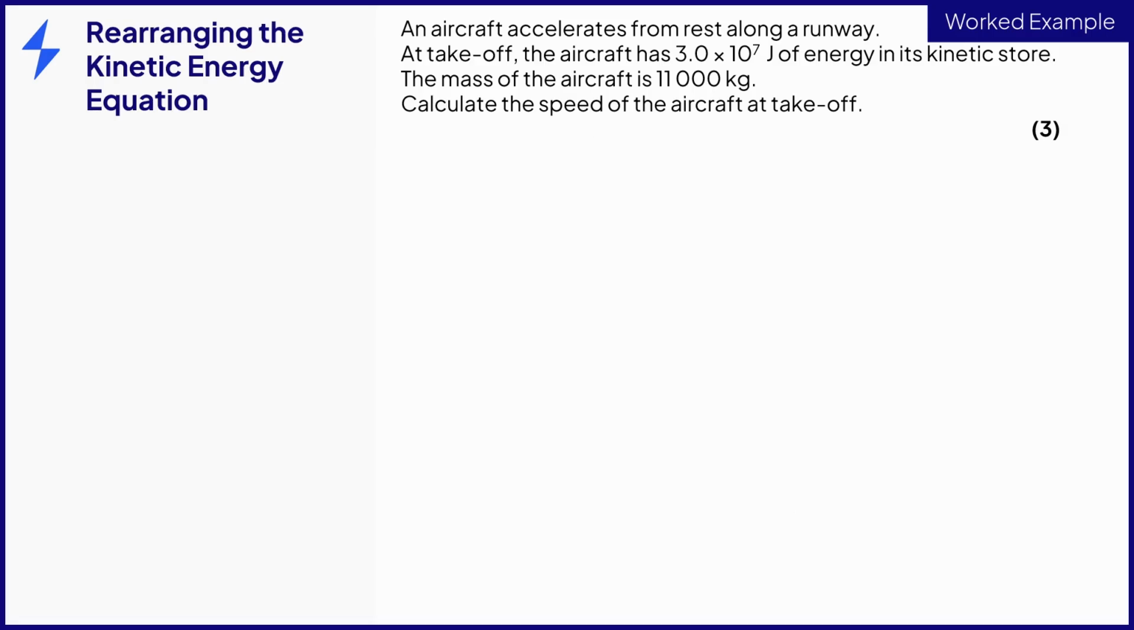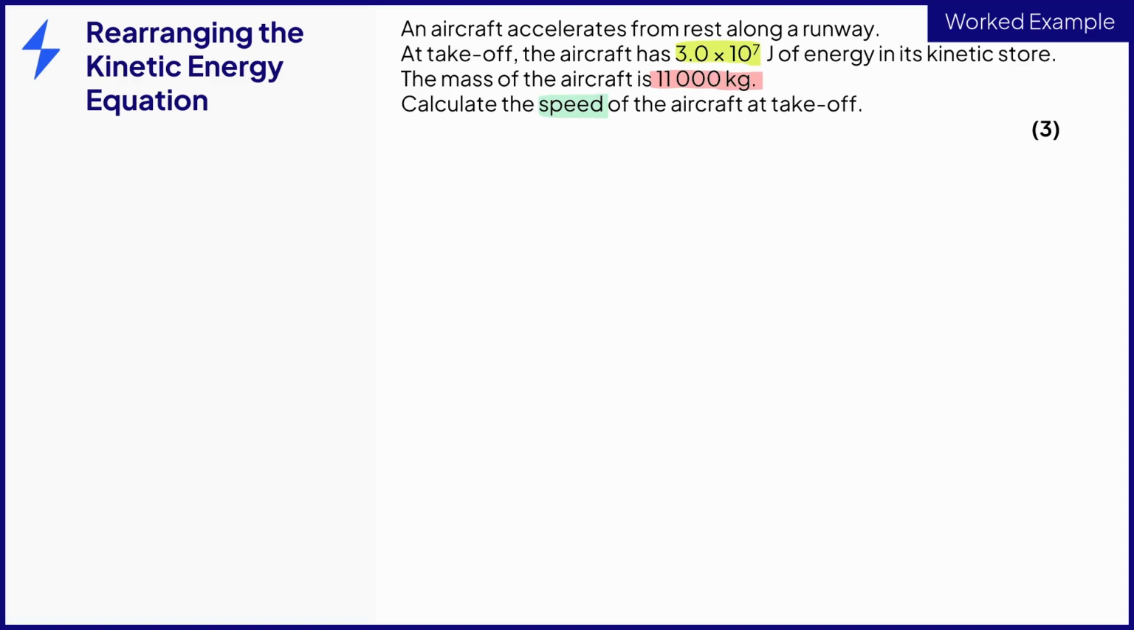Let's take a look at an example exam question. An aircraft accelerates from rest along a runway. At takeoff, the aircraft has 3.0 times 10 to the 7 joules of energy in its kinetic store. The mass of the aircraft is 11,000 kilograms. Calculate the speed of the aircraft at takeoff, and that's for 3 marks. So we're given the amount of energy and the mass of the aircraft, and we're asked to calculate the speed.